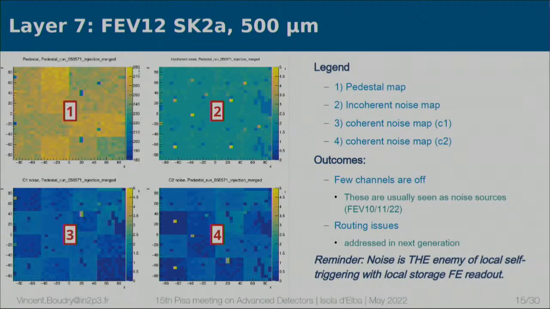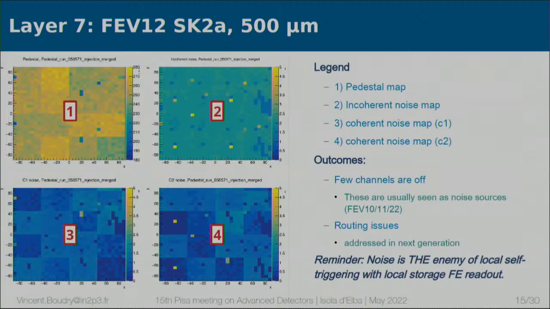If you look into the details of this noise map, you basically see that this level of noise is ASIC by ASIC. There are some global features, like here we have noisy power lines close to the acquisition board. And some channels are repeating. This is always the same number of channels. This is due to the layout of the board. So this is the kind of thing we are fighting for.